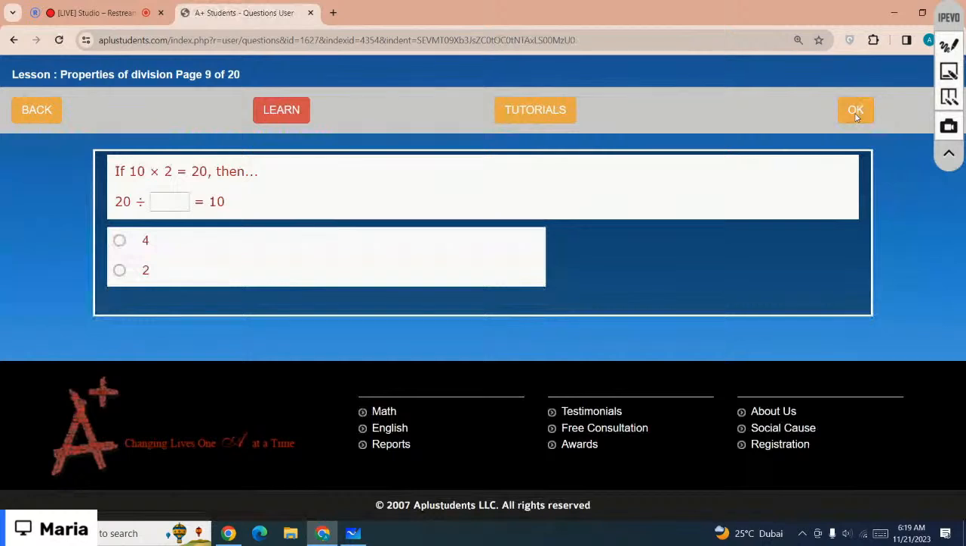If 10 times 2 equals 20, then 20 divided by the missing number equals 10. So which number is missing? Very good, the missing number is 2.